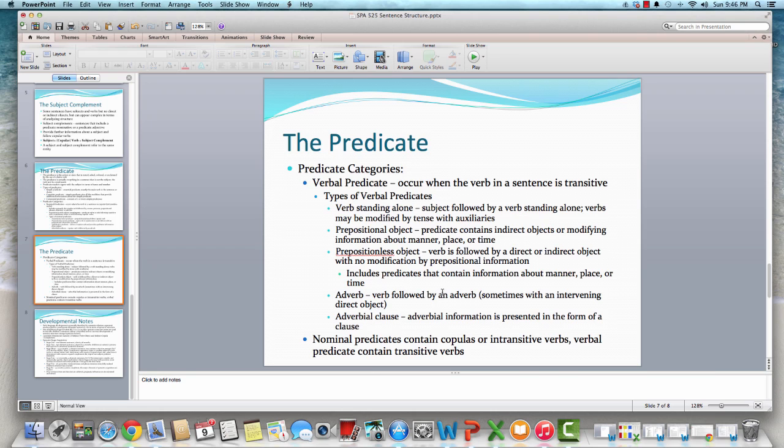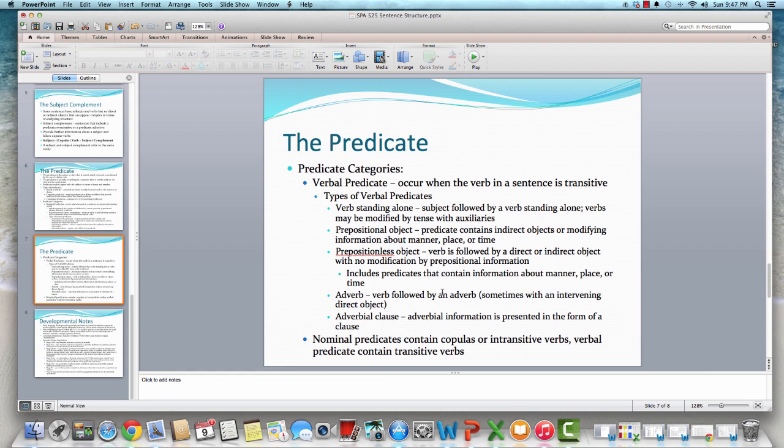All right, so the other predicate category we have is the verbal predicate. It occurs when the verb in a sentence is transitive. With the types of verbal predicates, we have the verb standing alone, where the subject is followed by a verb standing alone. Verbs may be modified by tense with auxiliaries. We have the prepositional object, where the predicate contains indirect objects or modifying information about place, manner, or time. She called with his calling card. John called from Alaska. We have the prepositionless object, where the verb is followed by a direct or indirect object with no modification by prepositional information.